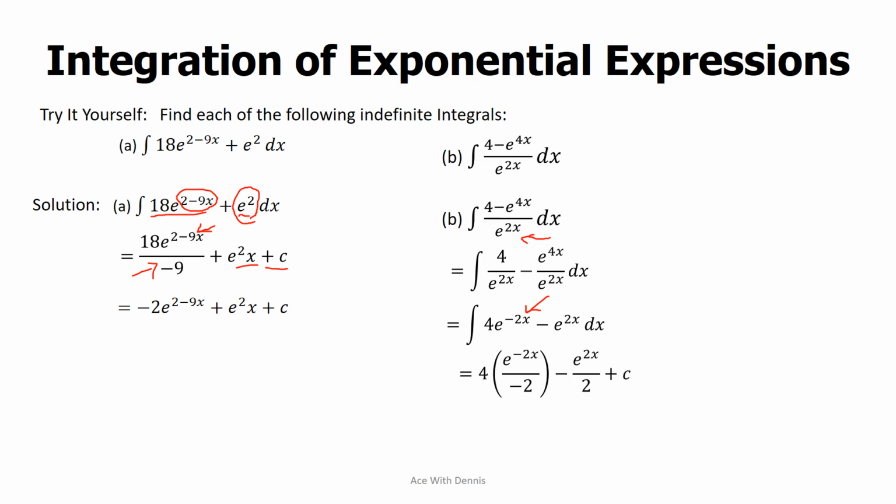And now we can integrate them separately. So the constant we just leave on one side, and we just copy e to the power of negative 2x here. After that, differentiate the power negative 2x, we get negative 2. So it is 4 over negative 2. Then minus the second, e to the power of 2x becomes e to the power of 2x, and then differentiate 2x, we get 2, so it's over 2, plus c. Then simplify, we get negative 2e to the power of negative 2x minus half e to the power of 2x plus c.